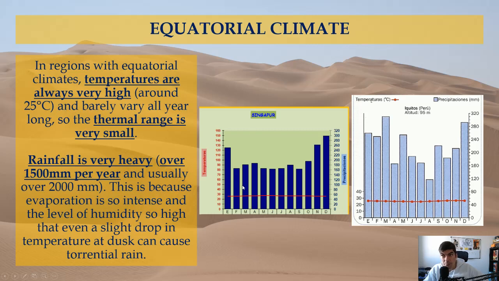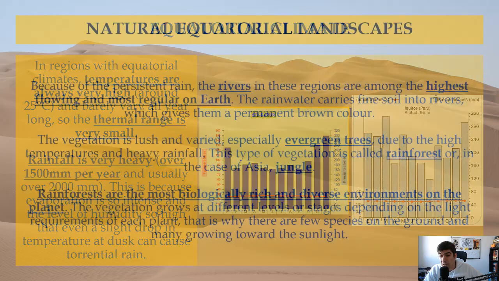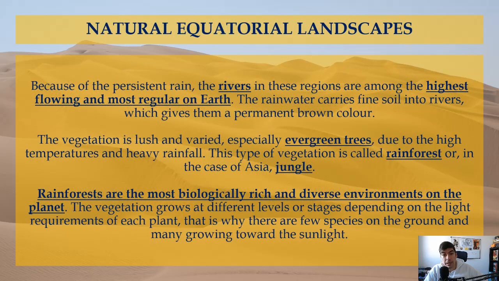It is usually around 5 degrees of thermal range. As you can see here, the temperature is almost constant throughout all the year. The rainfall is very heavy, over 1500 millimeters per year, and usually over 2000 millimeters, because the evaporation is so intense and the level of humidity so high that even a slight drop in temperature at dusk can cause torrential rain. Since it rains a lot and the temperature is very high, these are very humid areas. So what natural landscapes can we find here?